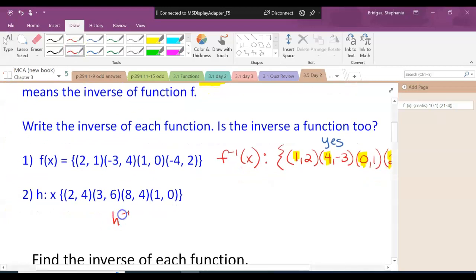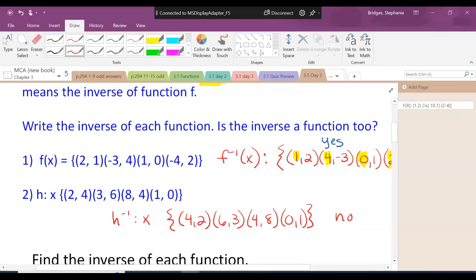So the inverse of h, okay, you can write it like that with a colon in between, is going to be, what would my first ordered pair look like? 4, 2. Okay, my second one? Third one? 4, 8. And then the last one would be 0, 1. Is that a function? No. Okay, because my new domain values, I have 2 of them that are the same.